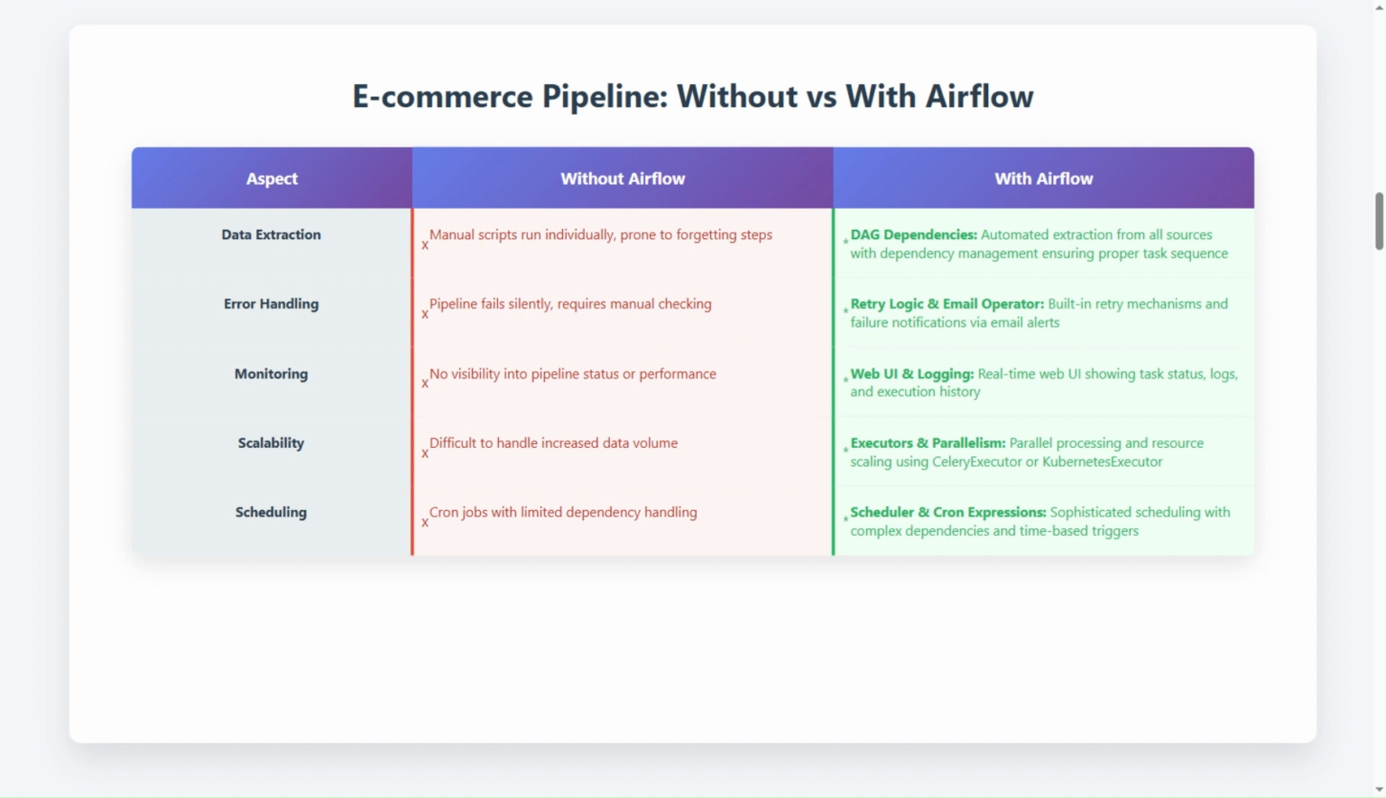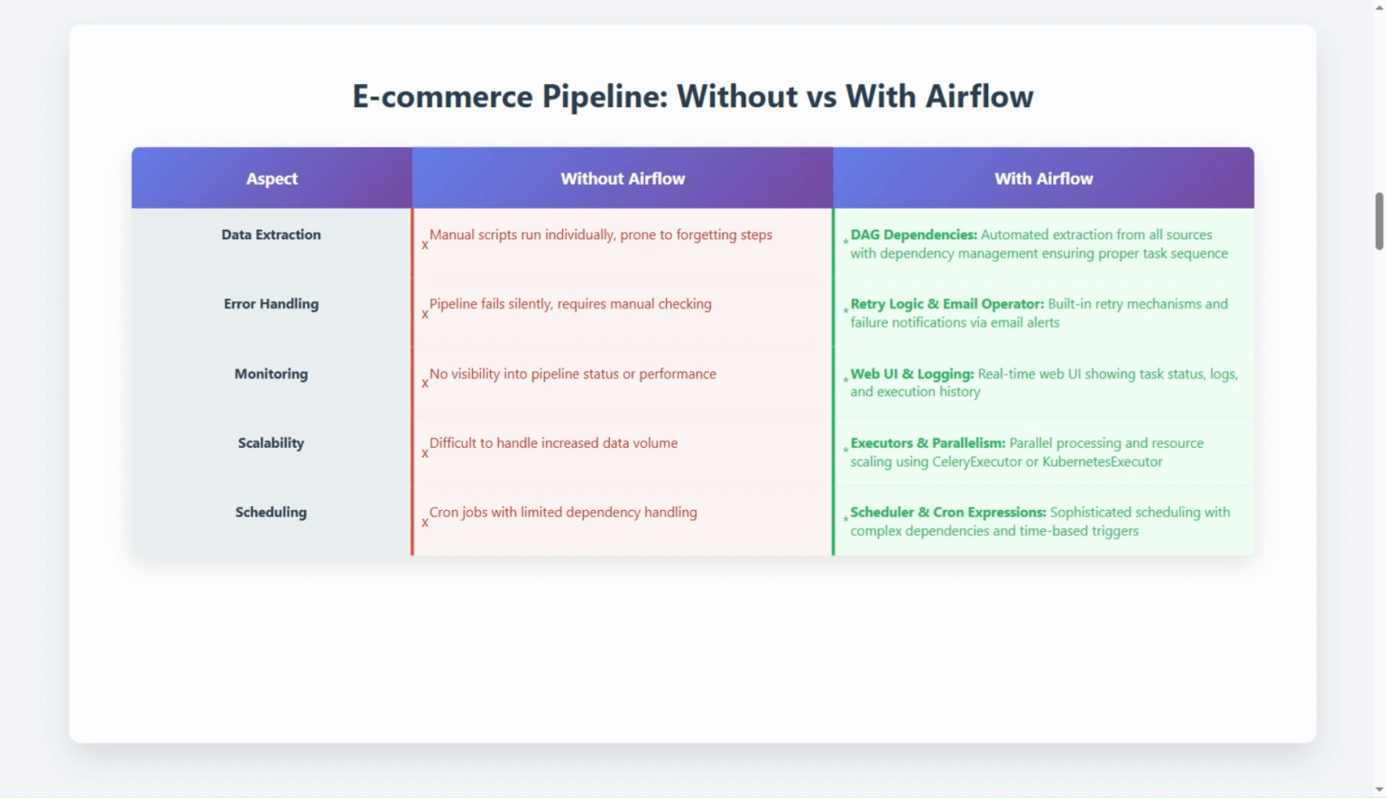For scalability, without Airflow, it's difficult to handle increased data volume. With Airflow, you have parallel processing and resource scaling. This is achieved through Airflow's executors like Celery Executor and Kubernetes Executor that can distribute tasks across multiple workers.